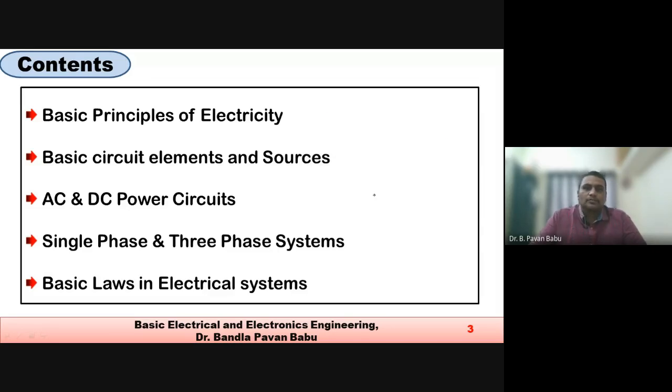So, basic principles of electricity. In this, I would like to cover charge, and before that, the atom. What do you mean by protons, electrons, neutrons, and charge? What do you mean by voltage, current, and so on? So, the little things.